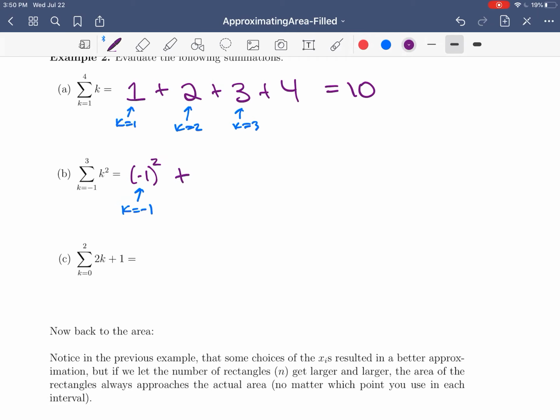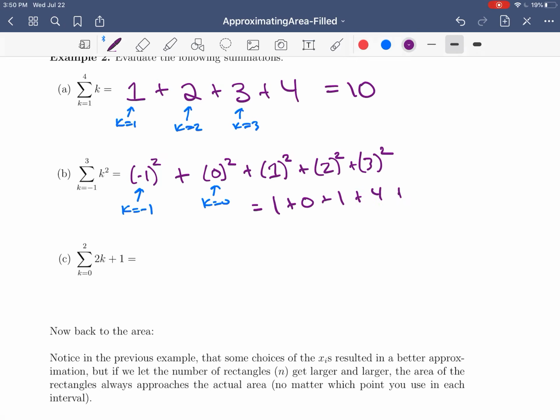And then I want to add to that the 0 term. So that's going to be 0 squared. So that's k equals 0. And I'd have to do that until I get to 3. So I'm going to have 1 squared plus 2 squared plus 3 squared. So I end up with 1 plus 0 plus 1 plus 4 plus 9. So I think I get 15 here.